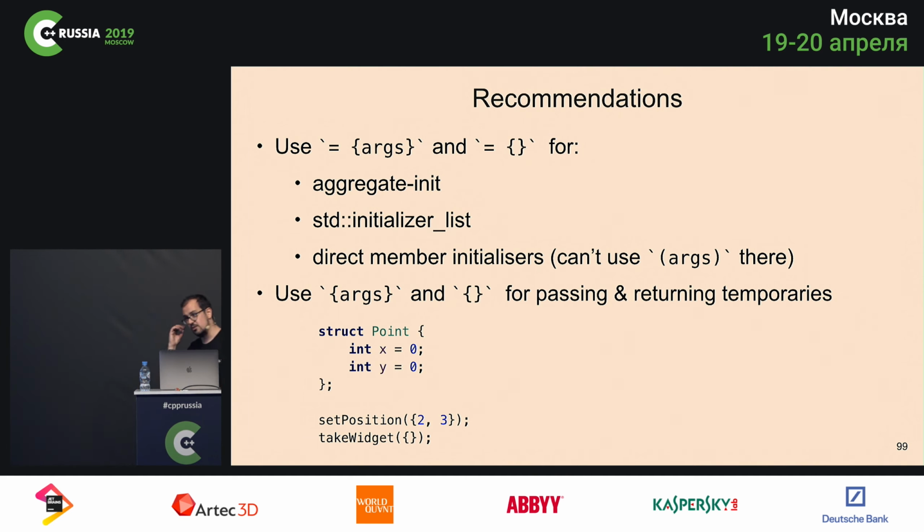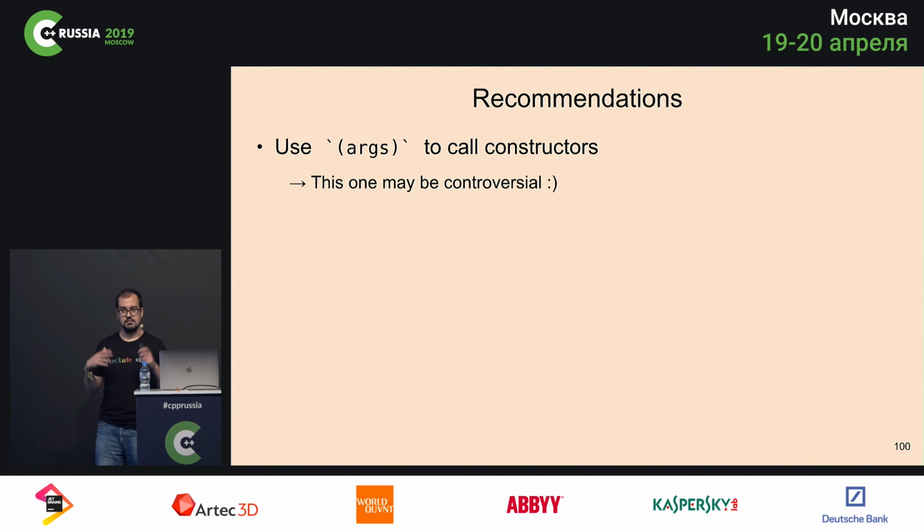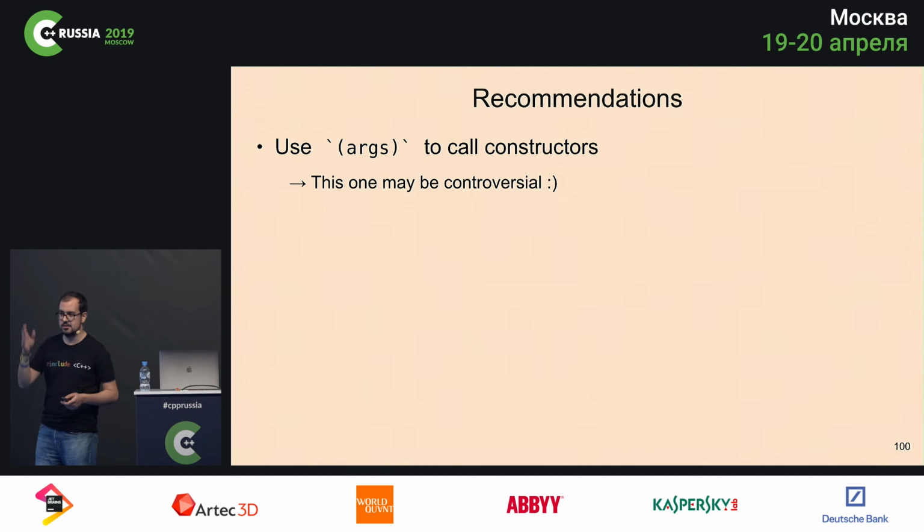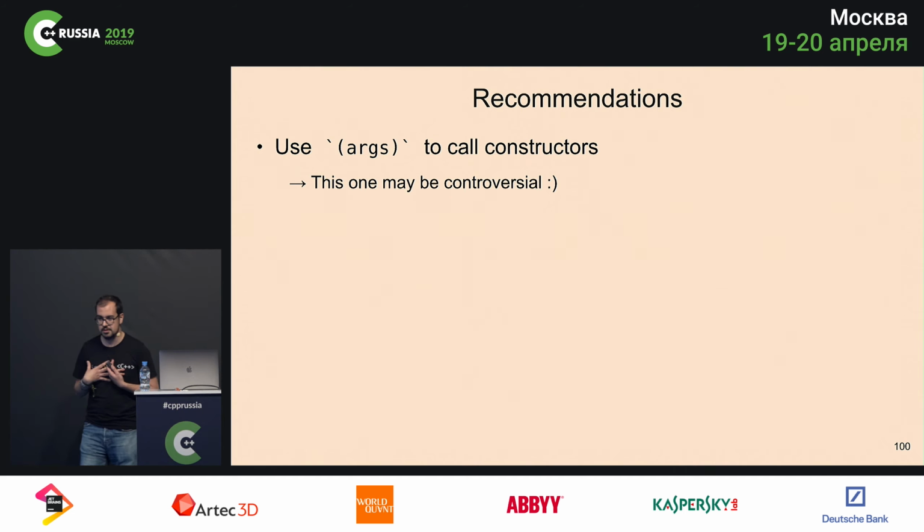If I just want to call a constructor, like a normal constructor, personally, I use direct initialization. I use the classic syntax. And I know this is a controversial guideline because Nico this morning said he likes using braces. I personally like using parens. So again, it's my personal style, which I think is useful because it's easier to reason about.